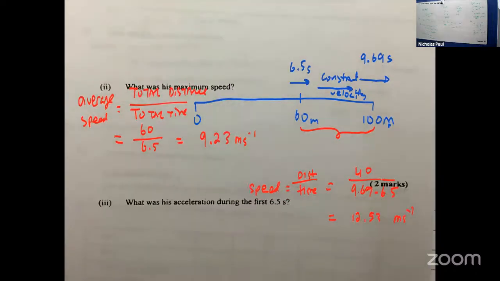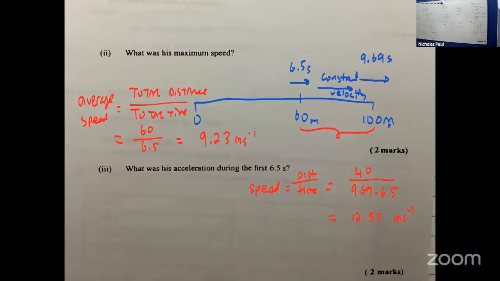Next part. Find the acceleration in the first 6.5 seconds. How did we find acceleration again? Change in velocity, right? I didn't tell you what V and U is, but V is your final velocity and U is your initial velocity. See if you can work out the acceleration. Try that, please: V minus U over T.